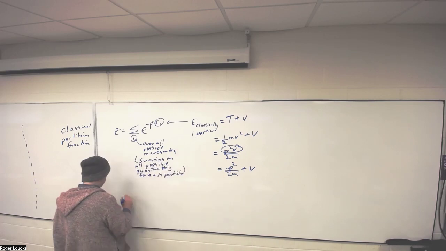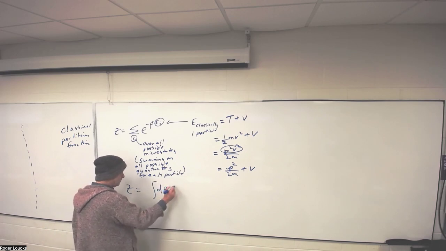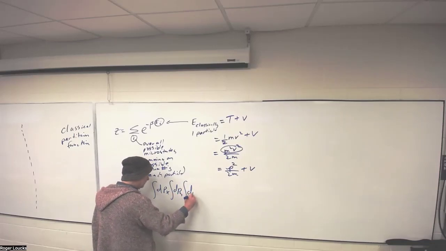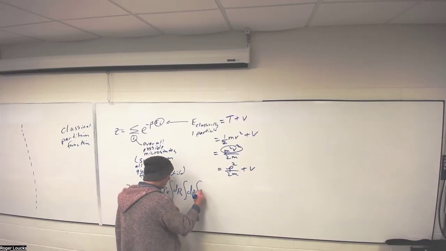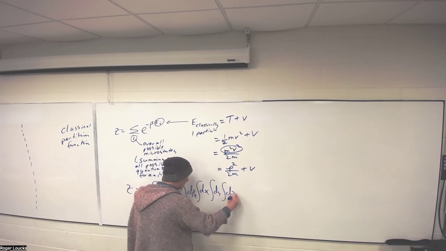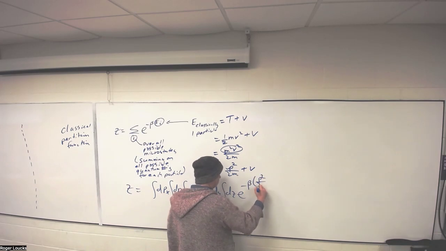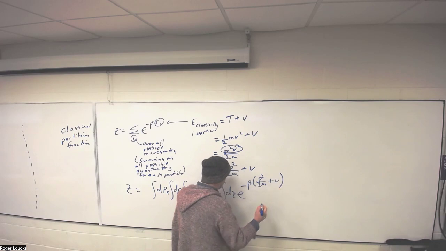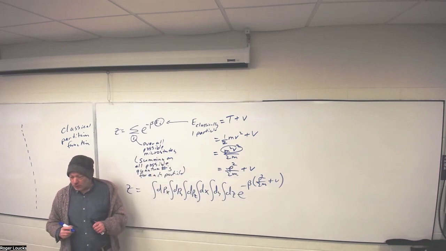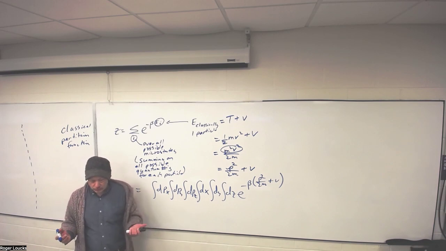So what Boltzmann had was an integral over dp_x, dp_y, dp_z, and an integral over dx, dy, dz, of e to the minus beta times p squared over 2m plus V. That's what Boltzmann had. So for one particle, how many integrals do you end up with? You end up with a 6-dimensional integral.